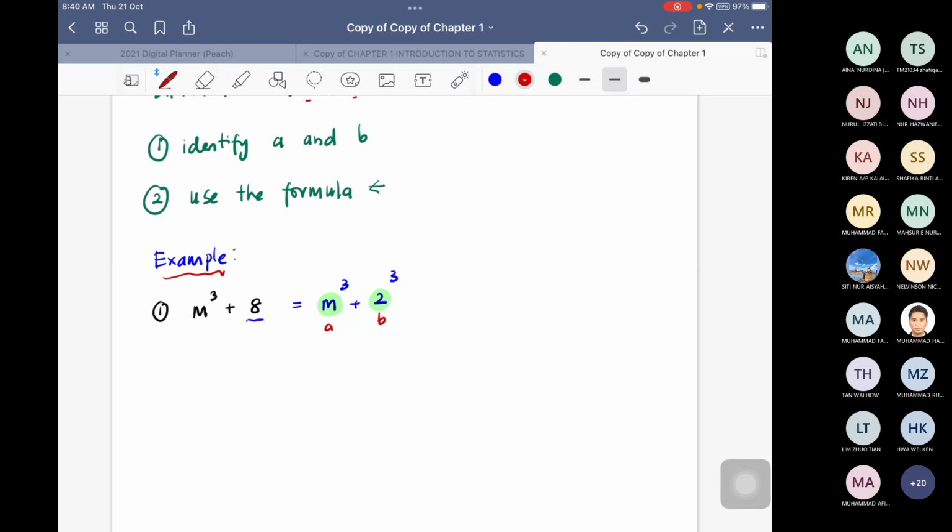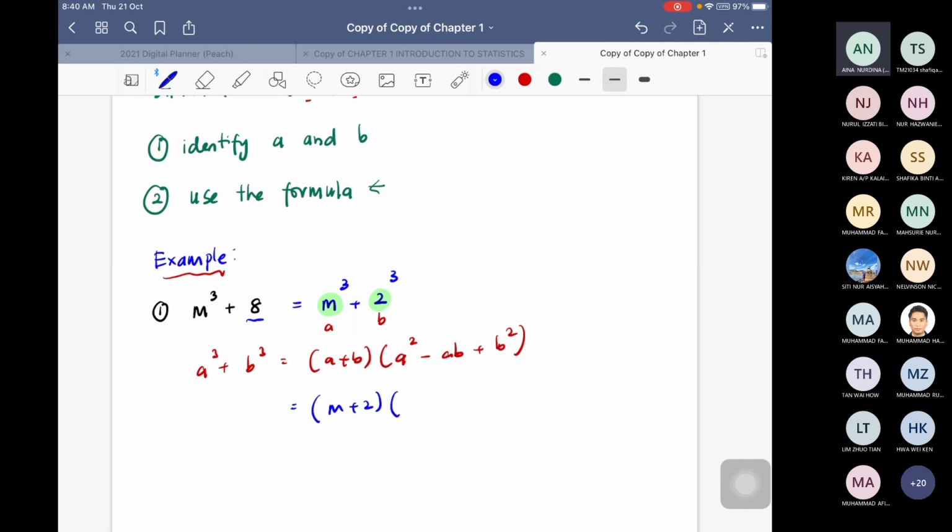And according to the rule, so kalau kita ada A cube tambah B cube, so that is going to be equivalent to A tambah B darab dengan A square, tolak AB tambah B square. So, now all we have to do is, kita ganti saja apa dia nilai A dengan B. So, for this case, A tambah B, that is going to be M tambah 2.